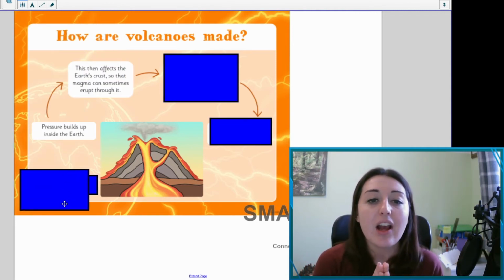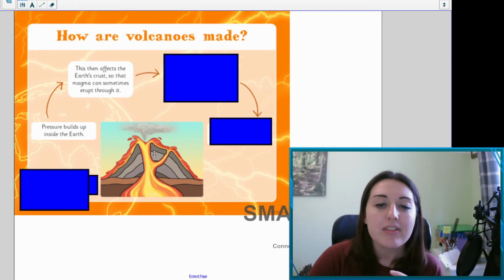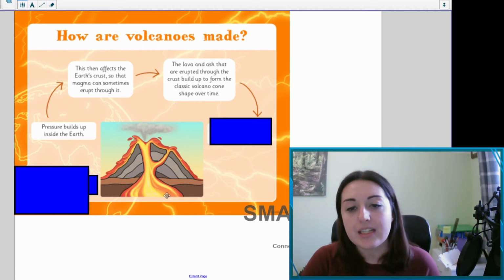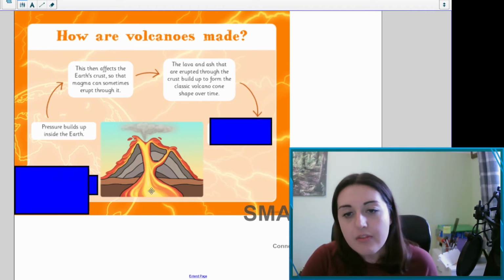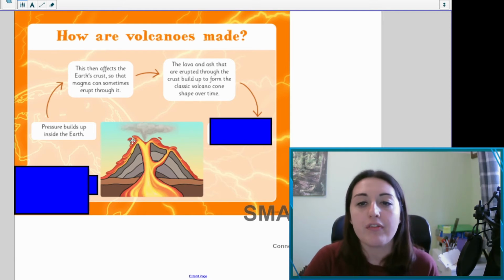It affects the Earth's crust, so sometimes the magma can erupt through it. So this is our crust down here, and the magma inside can sometimes, the pressure can force the crust to break, and then the magma can almost go inside this chamber. This is where a lot of the pressure is built up. It doesn't happen overnight, it takes a rather long time. Then all of a sudden, once all of this pressure is built up, the magma erupts through the top of the volcano.